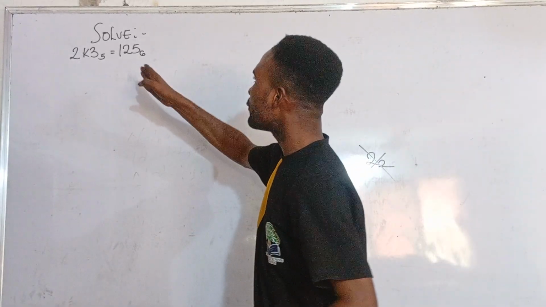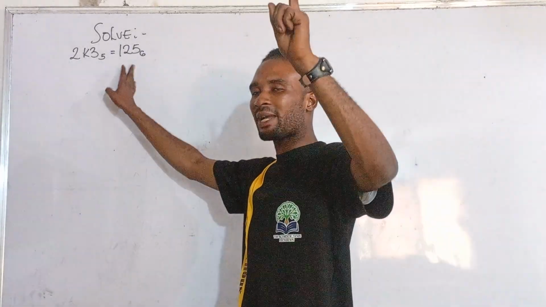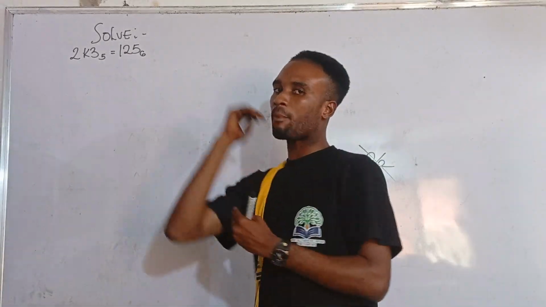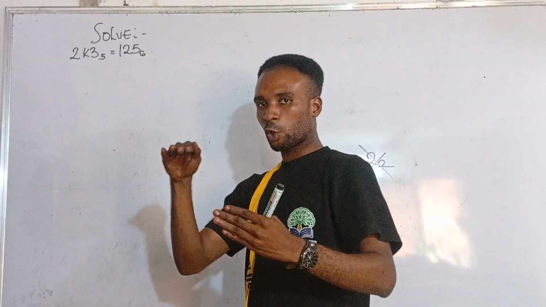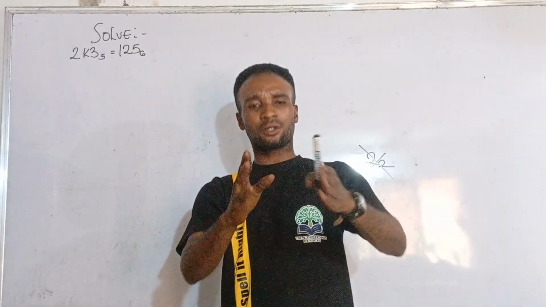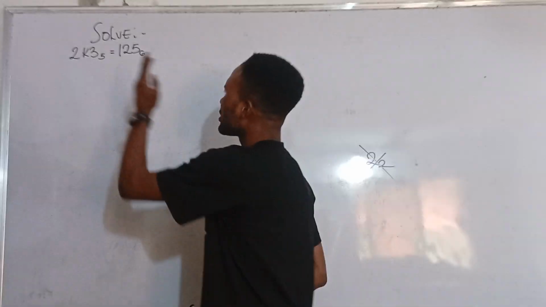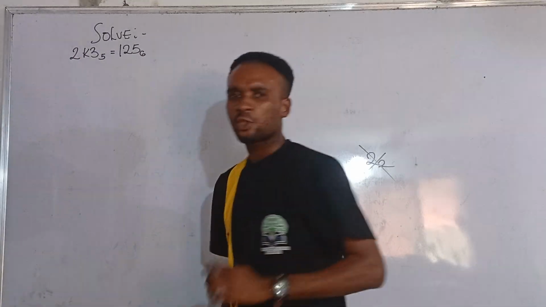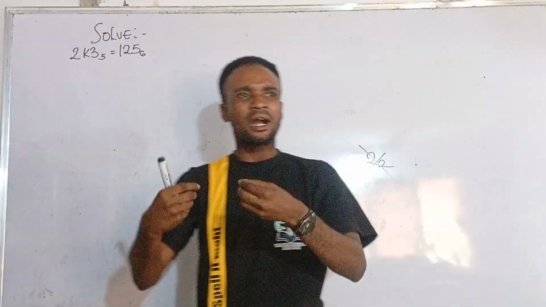Good. Now, if you look at base 6, the highest numeral there is 5. It is not more than the base, and it is not equal to the base. So we are good to go, which means that our question is actually correct.